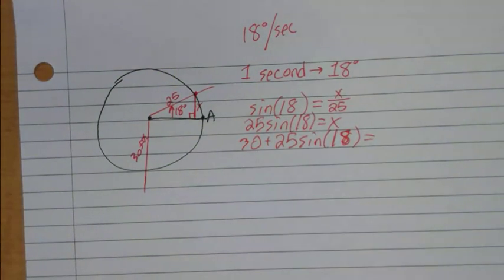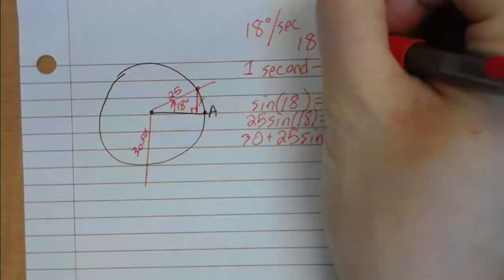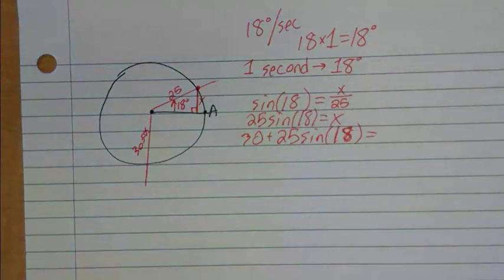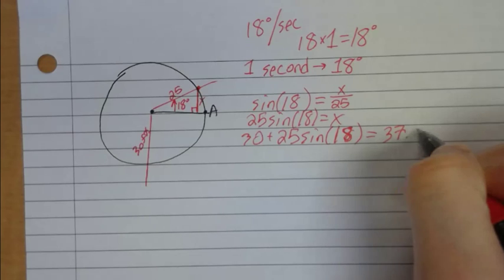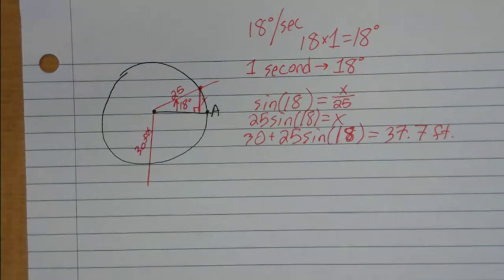The angle will be just 18 times 1 second, which would be 18 degrees. So 30 plus 25 sine of 18 degrees would be 37.7 feet off the ground. So that's pretty simple so far.